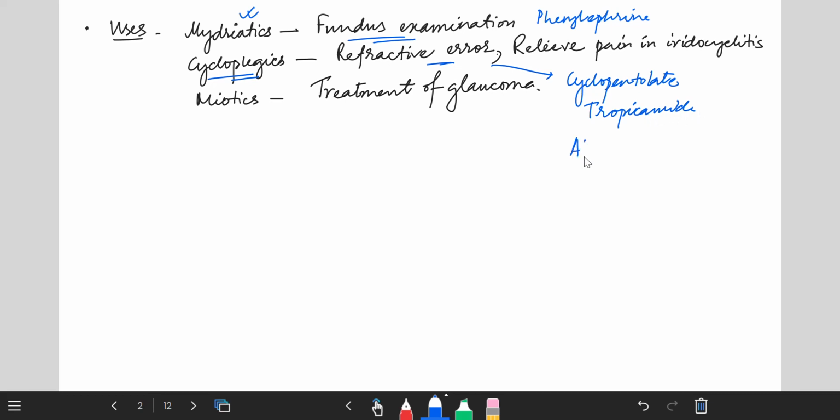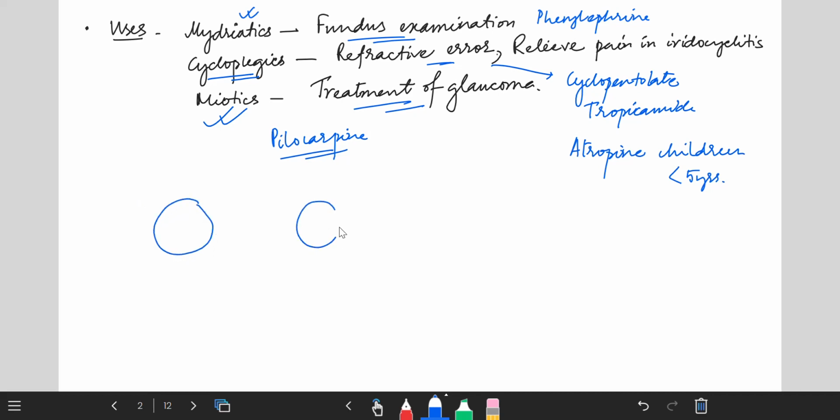But for children, to examine the refractive error, atropine is used. Atropine is the drug of choice for children whose age is less than 5 years. You need to keep that in mind. Now, for the treatment of glaucoma, obviously miotics are used. The best drug is pilocarpine. The drug of choice is pilocarpine, which is used in the treatment of glaucoma.